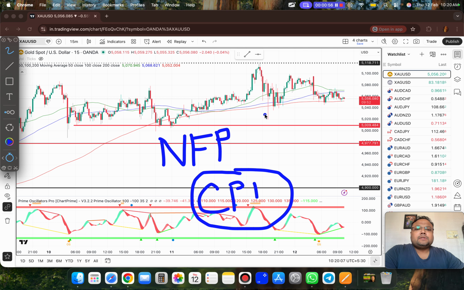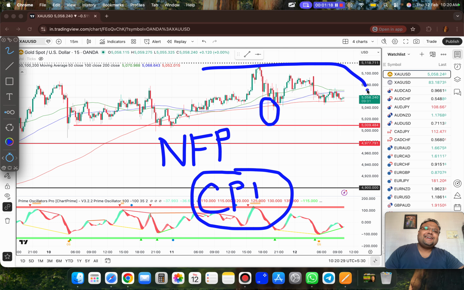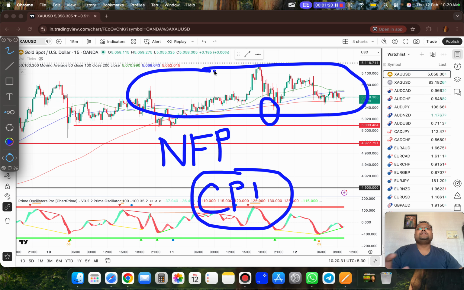So when the NFP numbers came out, there was a sudden drop in the market because the data was positive. Dollar went up and gold was under pressure, but dollar failed to sustain the upside. It came down, and as a result, gold also recovered. In simple words, there was not much change in the market, and gold is still trading inside the same range. It means that things are still very boring, still unreliable, and still there is no clear direction in the market.